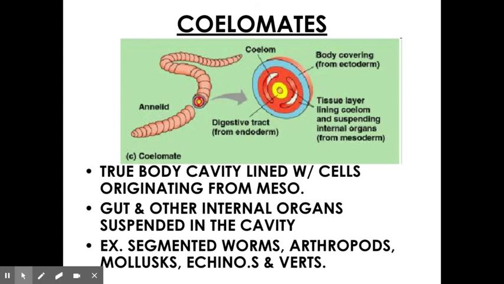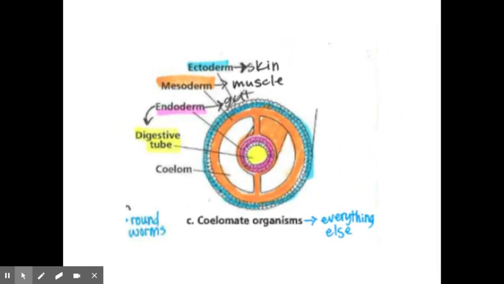Examples of animals that are coelomates are basically everything except roundworms and flatworms. So segmented worms like earthworms, arthropods, bugs, spiders, crustaceans, mollusks like snails and slugs, echinoderms, and vertebrates all have a true body cavity. And so again, the final diagram that my in-person students colored, you can see now that in the pseudocoelomate, it was just completely white all the way to the digestive tube. And in the coelomate, it's got that mesoderm or muscle suspending those organs in the body cavity.